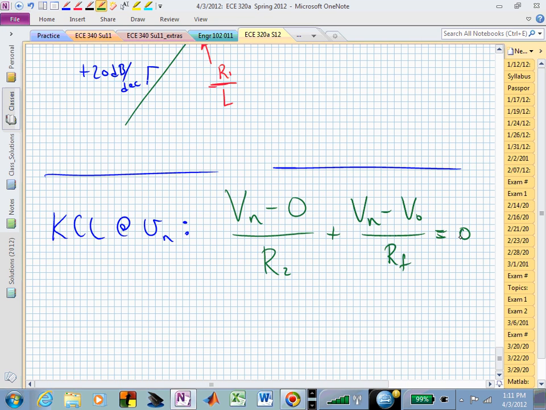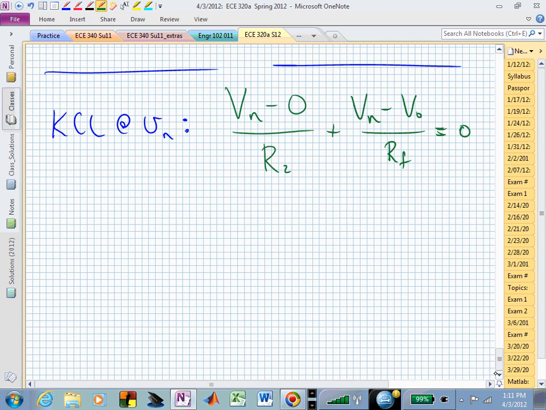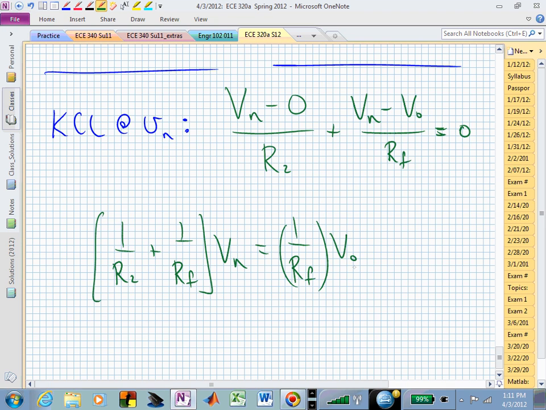We have the voltage drop from left to right being V sub n minus V naught, and now we divide that by the resistor, which is R sub f, and this is now our relationship at the inverting terminal of our system. We can now rewrite that a little bit. We can say 1 over R sub 2 plus 1 over R sub f, scale the V sub n, and that's equal to 1 over R sub f times V sub 0.